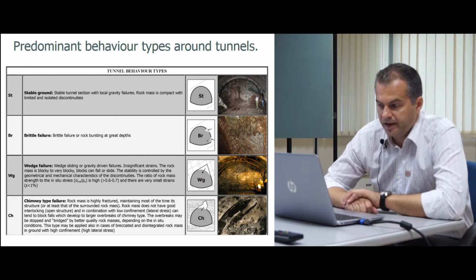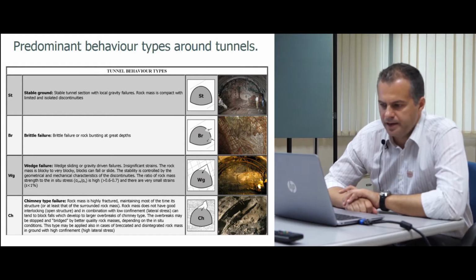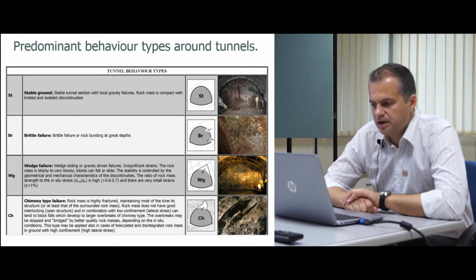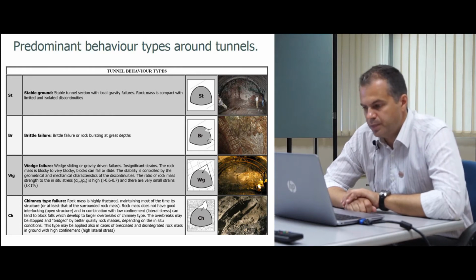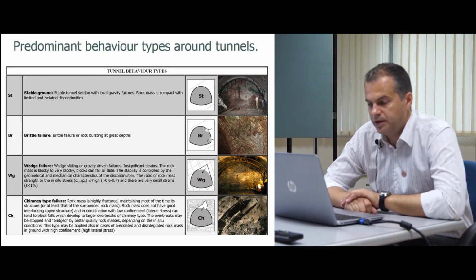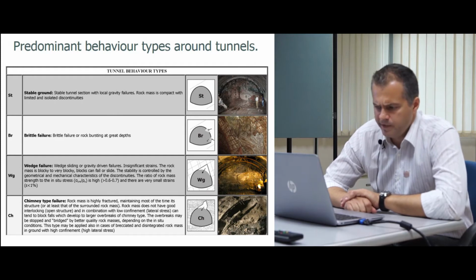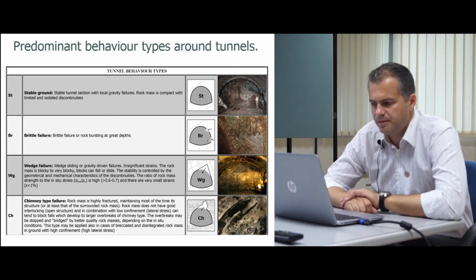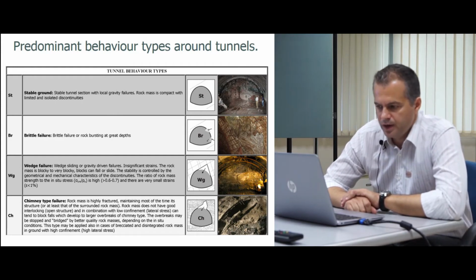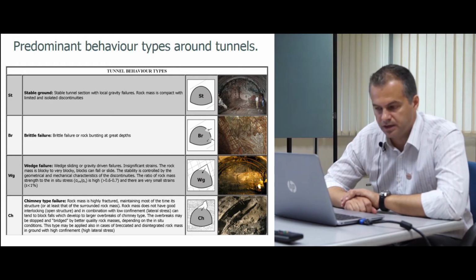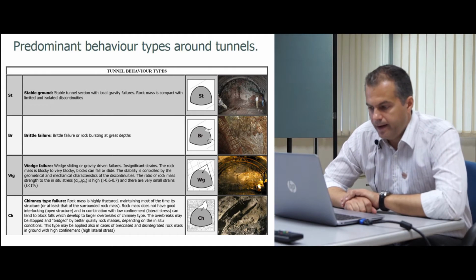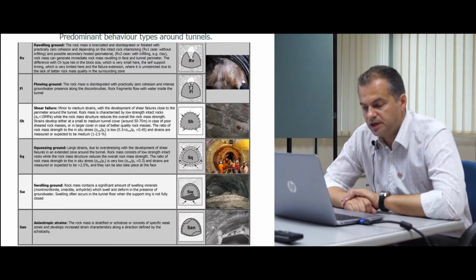And here we don't have any better quality rock mass in the surrounding zone of the tunnel in order to bridge this failure, and we have continuous raveling. The flowing ground is the same, but here we have the presence of water, and we have rock fragments flowing with water inside the tunnel. Now going to the stress-induced failures.